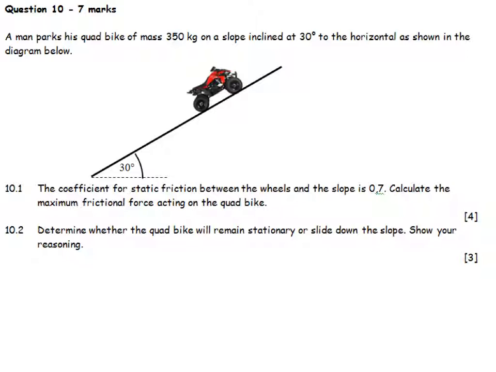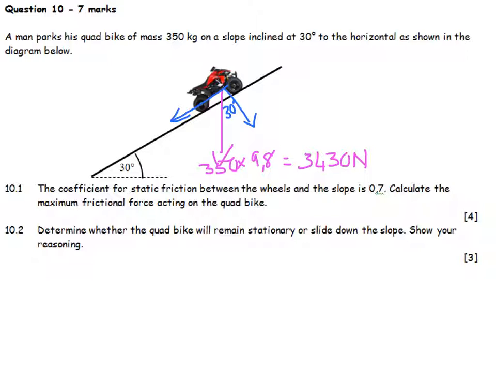So the first thing we're going to do is draw our diagram where we've got weight acting down, and it's 350 multiplied by 9,8, and you land up with an answer of 3,430 newtons downwards. That has two components. It has a downward component that is perpendicular to the slope, and the angle over here is 30 degrees, and it has a component down the slope, parallel to the slope.